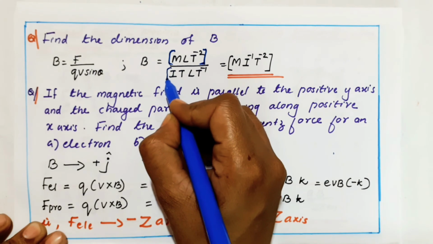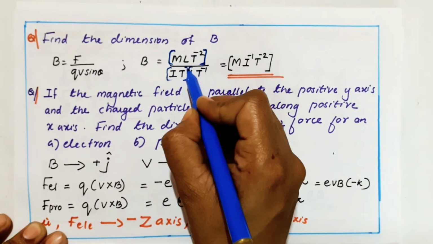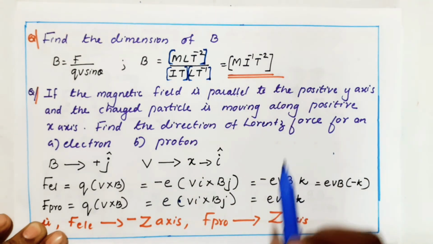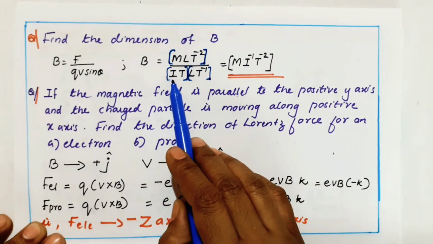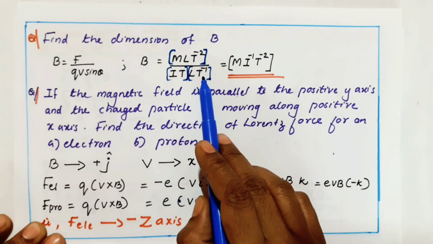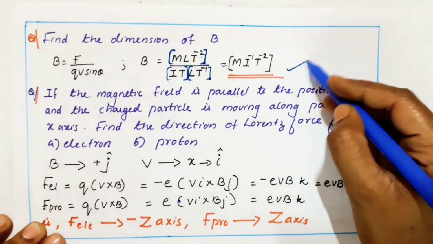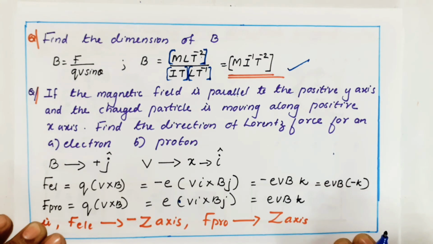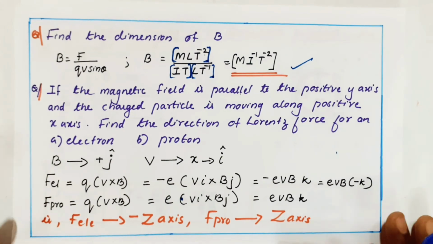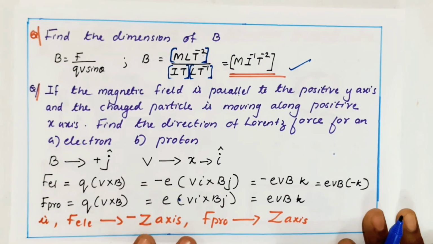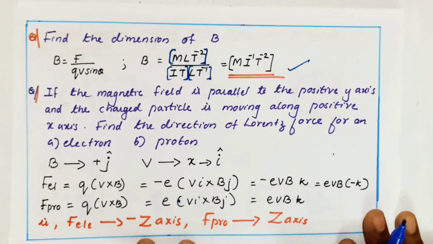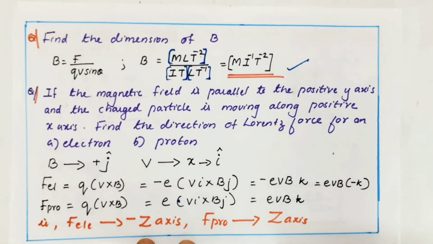Dimension of Q is IT. Dimension of velocity is LT minus 1. So I can write here M I minus 1, T minus 1, T gets cancelled, and T minus 2. So this is your dimension of B. M I minus 1 T minus 2 is the dimension of B, magnetic field, also called magnetic flux density or magnetic induction. Right? Now I am going to tell a shortcut to find the magnetic field, magnetic force and velocity, and with that, how we can solve a question.